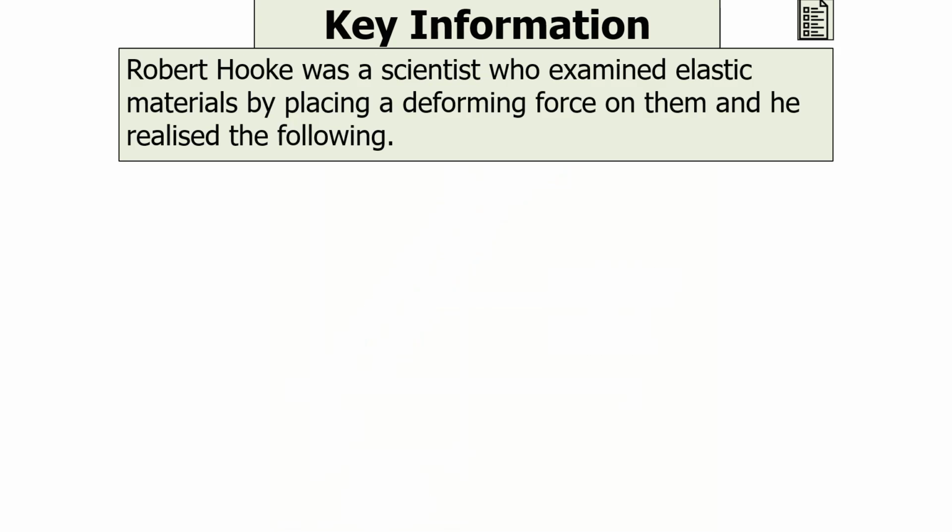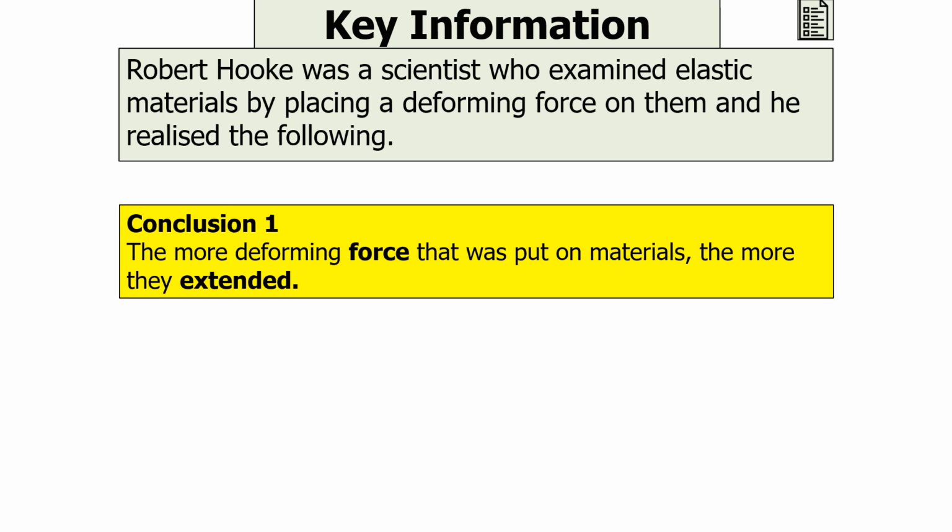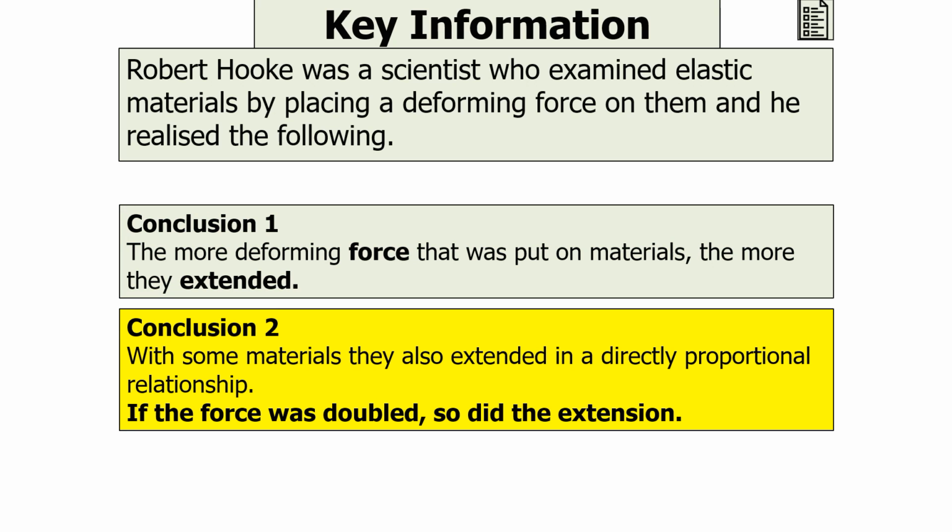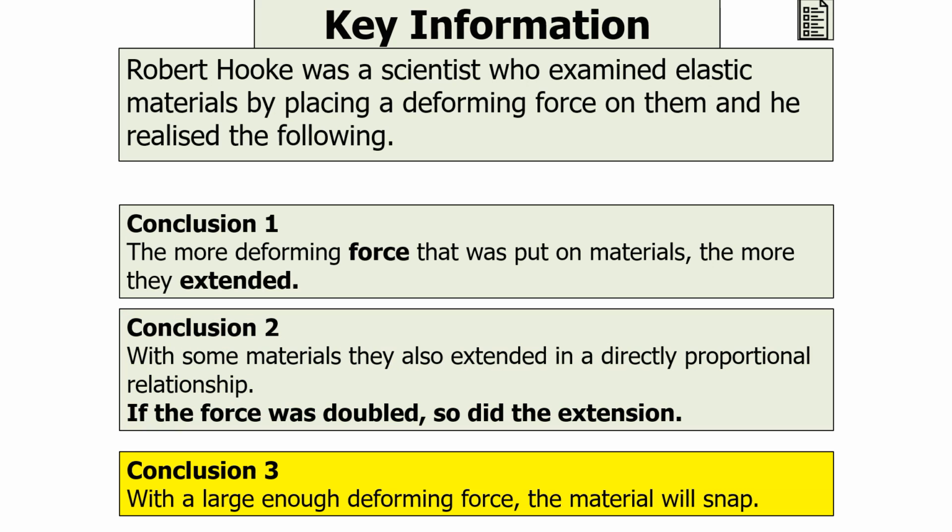Now, Robert Hooke was a scientist who examined elastic materials by placing a deforming force on them, and he realised the following. The more the deforming force that was put on the material, the more they extended. And with some materials, they extended in a directly proportional relationship. So if the force was doubled, so did the extension. And with a large enough deforming force, the material will snap.